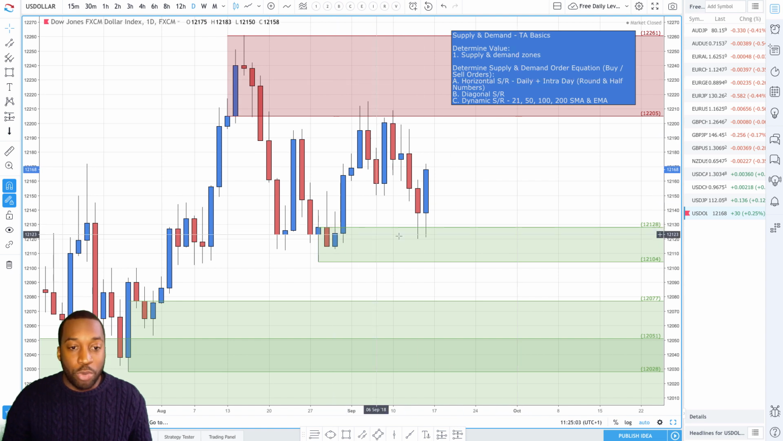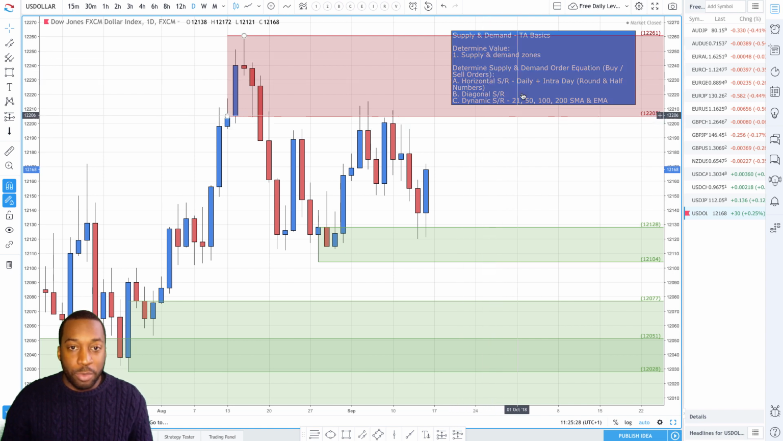But just from a technical point of view, prices have come down here into this demand zone. So if you want to be a buyer of the dollar, prices have come down in, and then we would look for buying opportunities on any of the dollar crosses like the dollar yen, the dollar Swiss, etc. That's the first thing we need to determine: potential value.